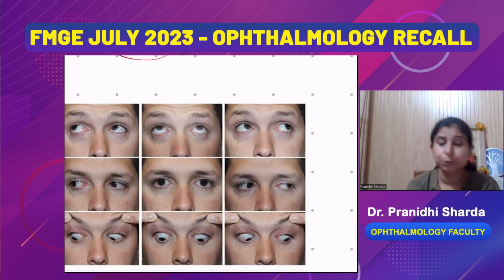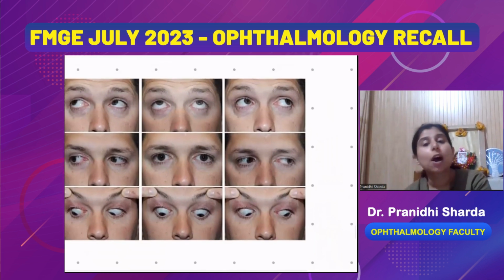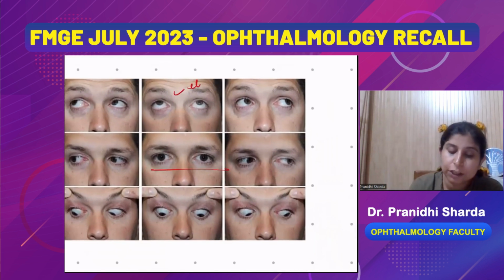But if you want to revise it, if you want to make your concept, this is an image, that is how you have to start. This is the primary gaze, this is the elevation, this is the depression.